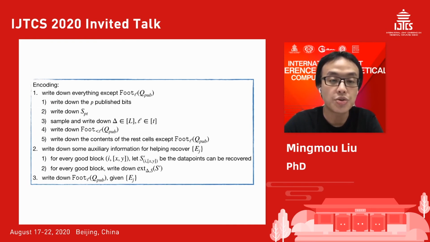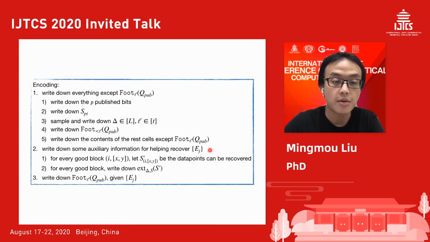Now we are ready to show the compression procedure. At the first step, we write down everything except the cells probed in the L-th round by QPub. In order to do so, we write down the published bits and write down some bits to inform QPub. Then we write down the cells probed in the first L-1 rounds by QPub, followed by the contents of the rest of the cells, except the cells we want to compress.